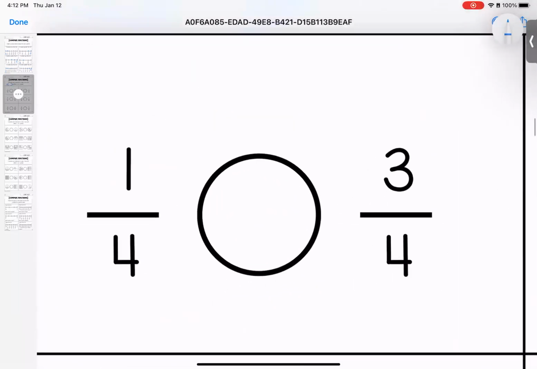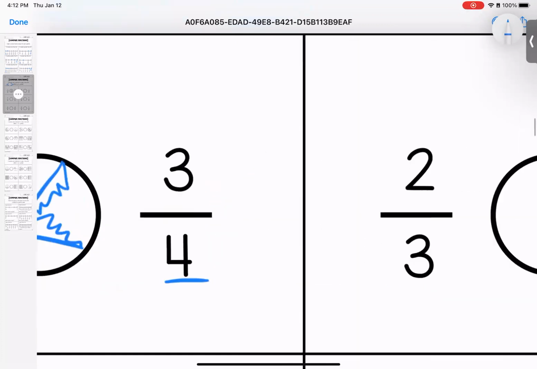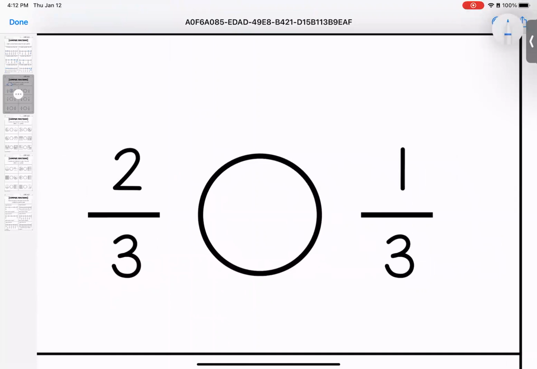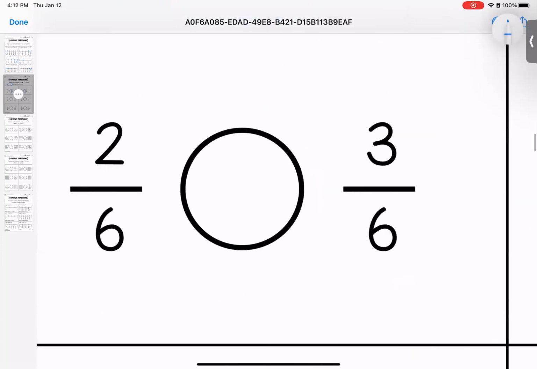So our first set of fractions, we always check to make sure our bottom numbers are the same. They are, so we can compare. Would I rather have 1 piece or 3 pieces out of 4? 3 pieces would be the greater number. So 3/4 is greater. Check my bottoms, my denominators, 3 and 3, they match. Would I rather have 2/3 or 1/3? 2/3 is greater. 6 and 6, my denominators match.